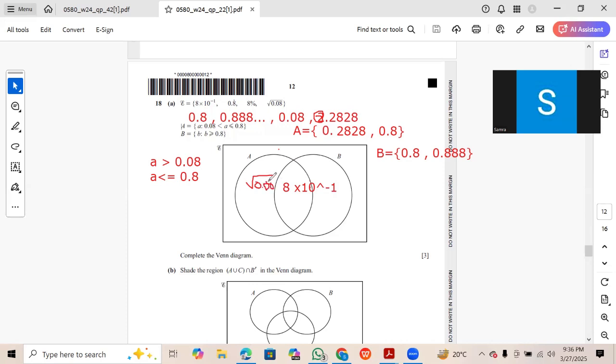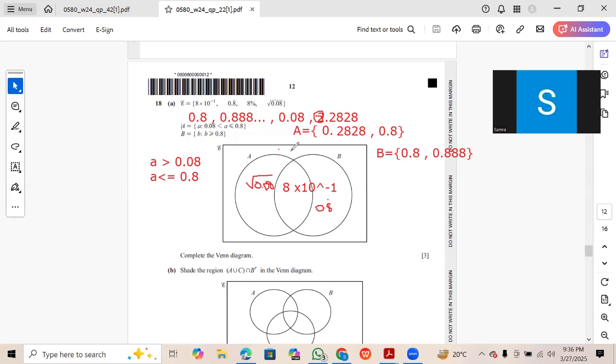Okay, now tell me about the B part, which number we will write here in the B portion. 0.888, the recurring one, which means 0.8. Okay, now one number is remaining. So tell me about that one.